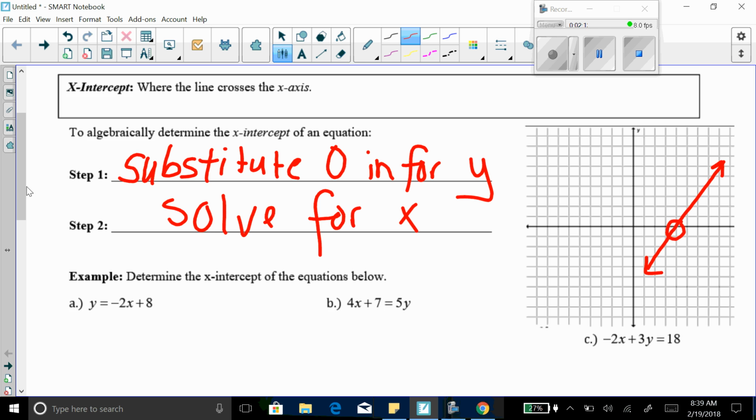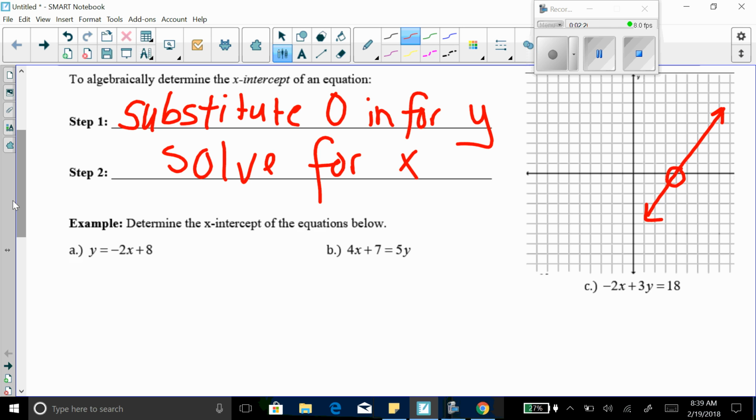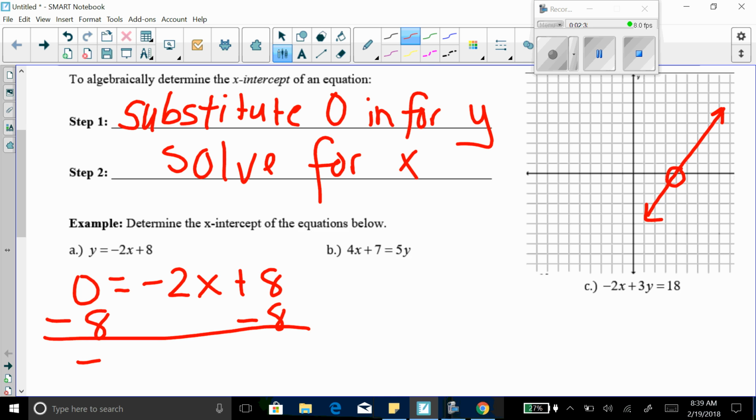So determine the X-intercept of the equations below. Because it says the X-intercept, I want to get rid of the Y. So we're putting 0 in for Y, and we're solving for X. To solve for X, I subtract 8 from both sides. So I get negative 8 equals negative 2X. Divide by negative 2, divide by negative 2, and I get X equals 4.